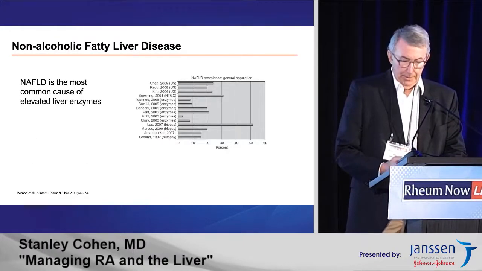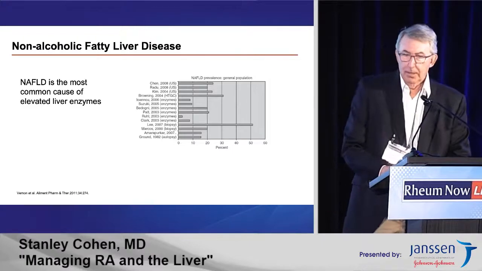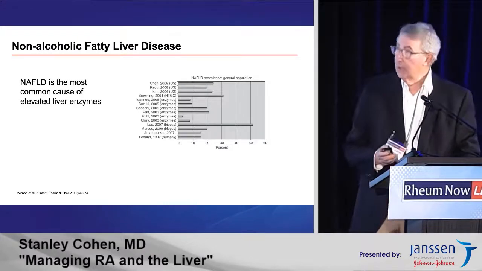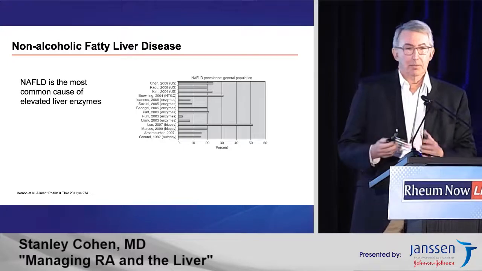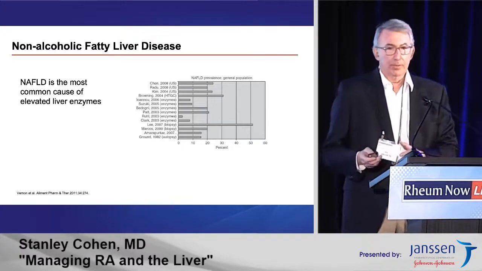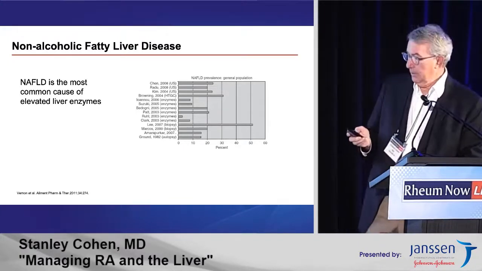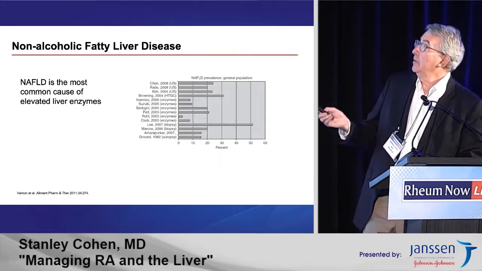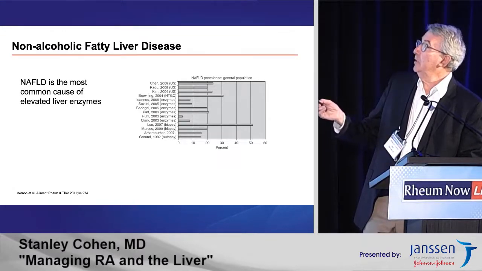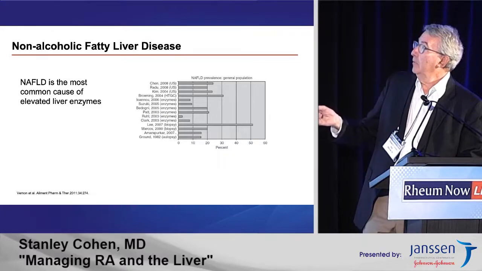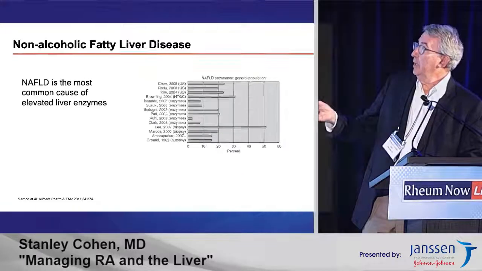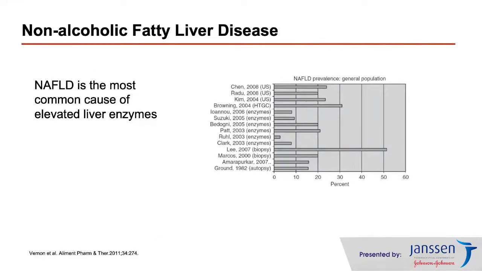So on this slide, what we have is the prevalence of non-alcoholic fatty liver disease. And again, depending on how you define it, the prevalence will differ. Well, if it's defined by ultrasound, you can see frequencies in the range of 20%. By liver enzymes, about the same. And then by biopsy, depending on the study, anywhere from 10 to 30%. But most feel that in North America, in the United States, somewhere between 20 to 30% of the population we see has non-alcoholic fatty liver disease.